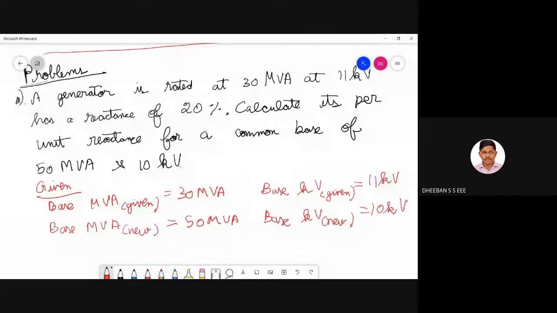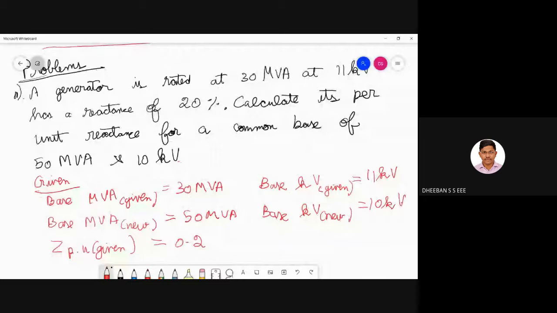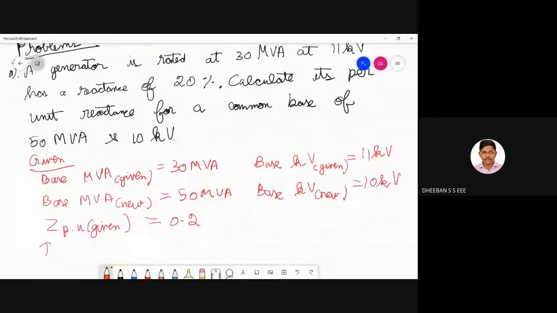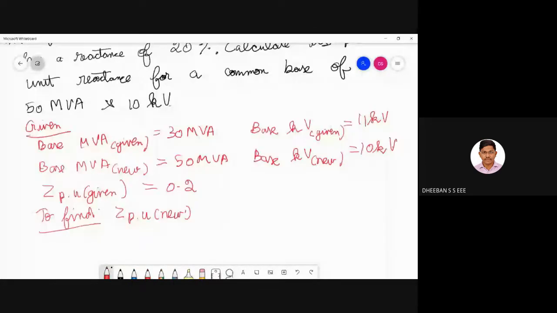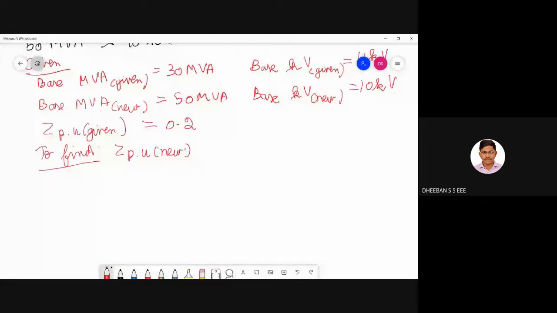So what have they asked to find? They have asked to find Z per unit new. Now you just use the formula and find the Z per unit new. So the formula is: Z per unit new will be equal to Z per unit given.